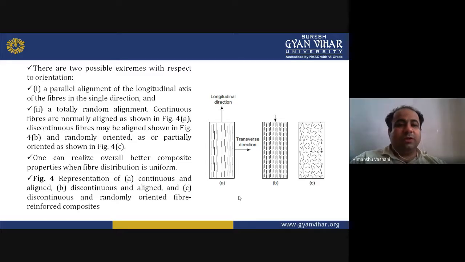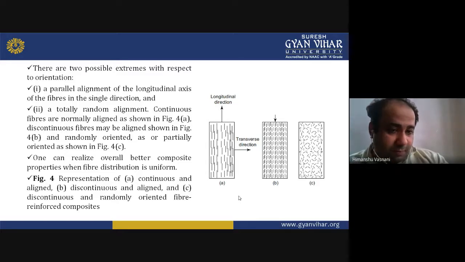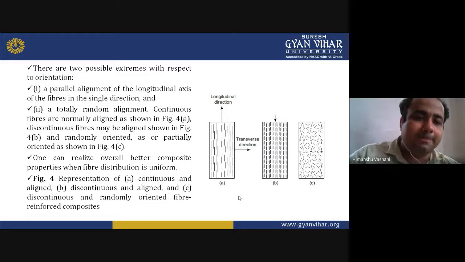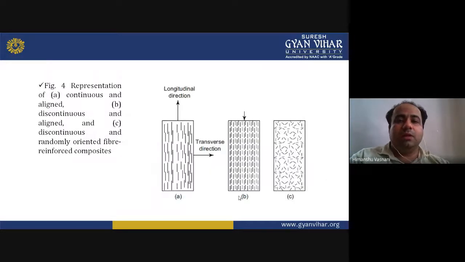One can realize overall better composite properties when fiber distribution is uniform. Now you can see this diagram very clearly.